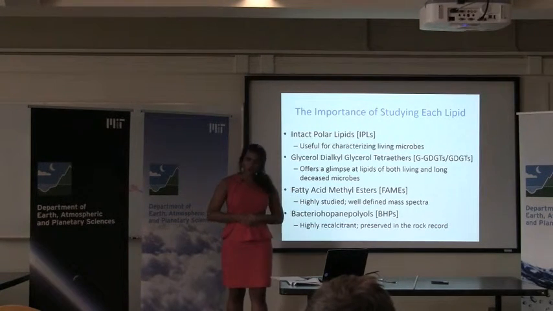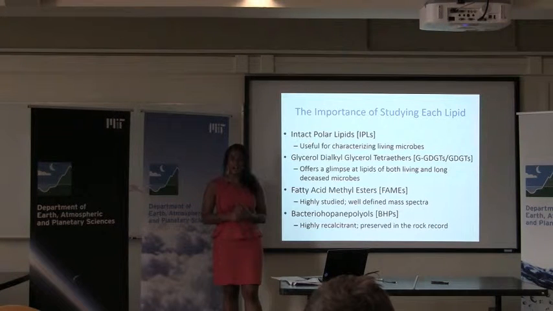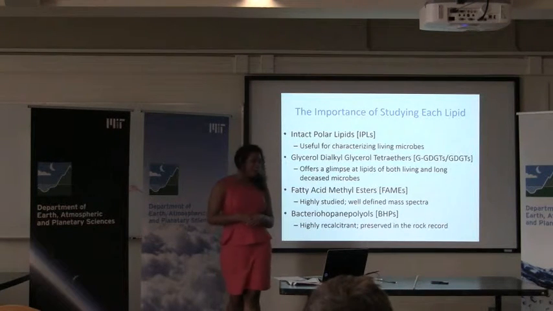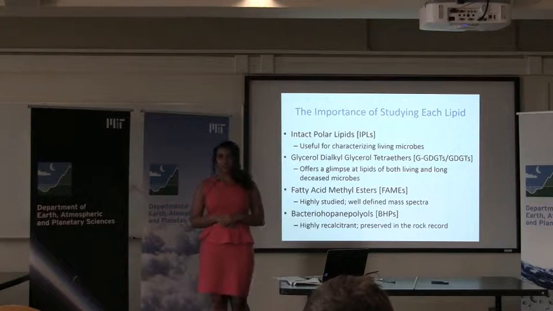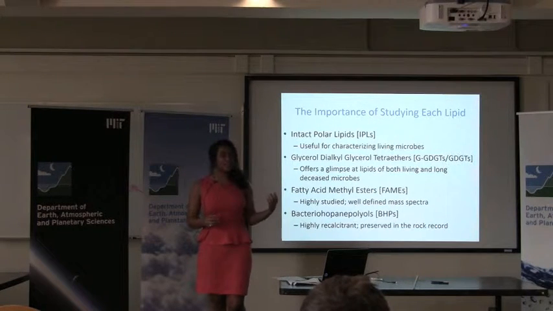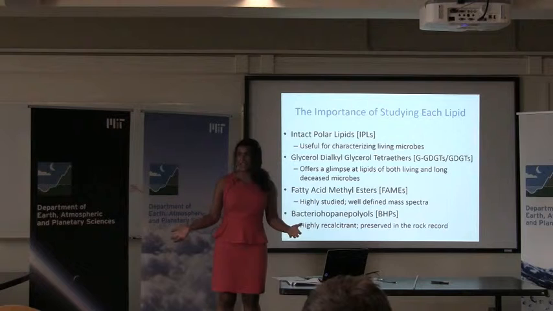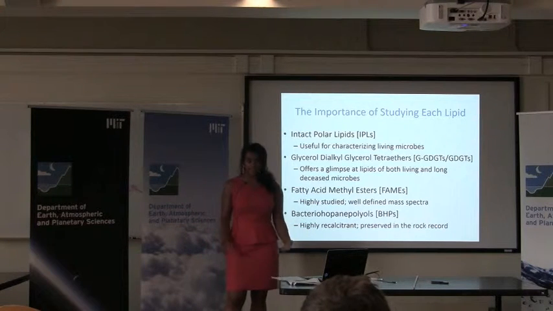And then the bacteriohopane polyols are the last ones that I looked at. Those are highly recalcitrant, again, persistent. And those are really well preserved in the rock record. And those are extremely important if we're trying to make that link from these modern microbial mats to the ancient stromatolites, because that's what we'll be able to see in the ancient forms.